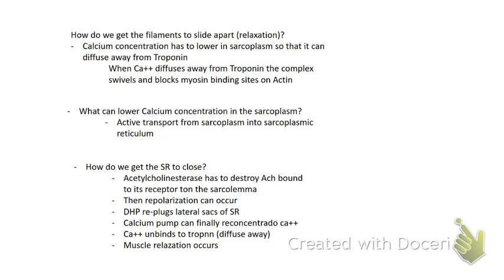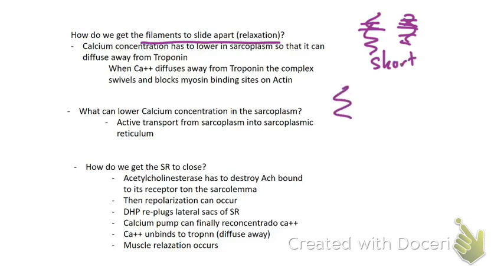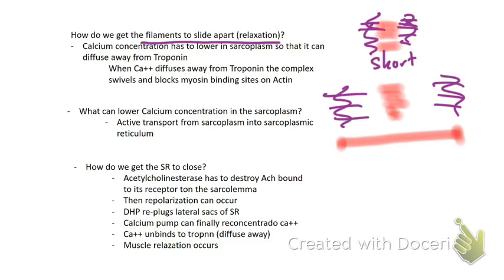Now, what I really want to focus on is this binding, pull, bind, pull, bind, release of the myosin on the actin will continue until we can do something to stop it. And so we need to get the filaments to slide apart. We've got our sarcomere, here's our Z lines, let's say, and our sarcomere is shortened, right? And we need to get it to slide back apart. Remember, myosin doesn't change shape, it just stays there in the middle, but our sarcomere lengthens, because it's going from one Z line to the next.